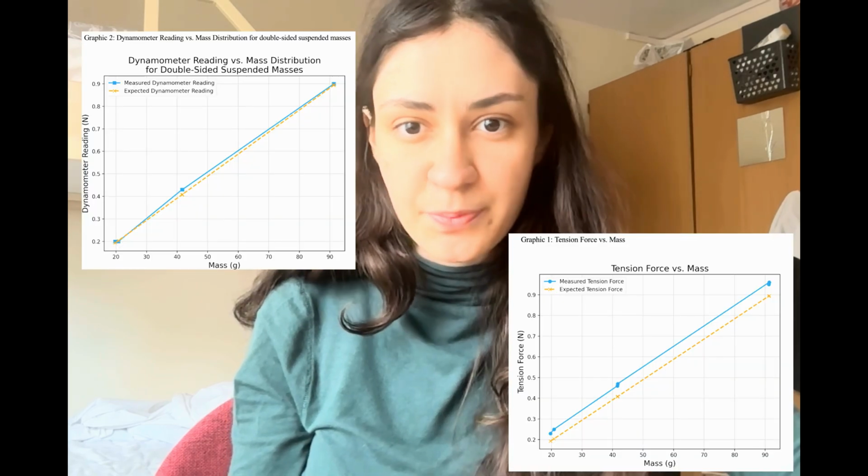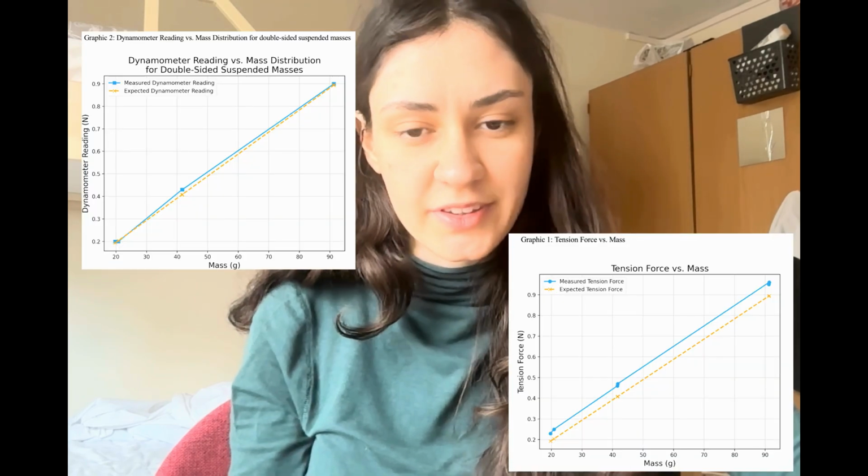Potential errors during the experiment could include pulley friction, imperfect dynamometer calibration, slight misalignment in the setup, and the human error when reading measurements. The collected data was organized into tables and graphs to clearly visualize the relationship between mass, tension forces, and the dynamometer readings.